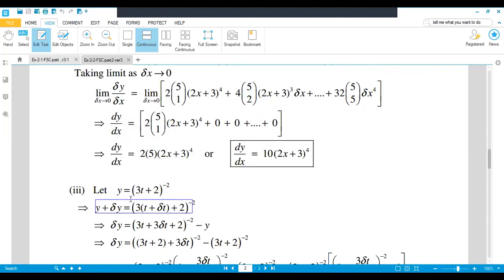The third part is y equals 3t plus 2. Just like the previous question, y plus delta y and 3. Here t is the variable. So in t you add delta t. So plus 2.